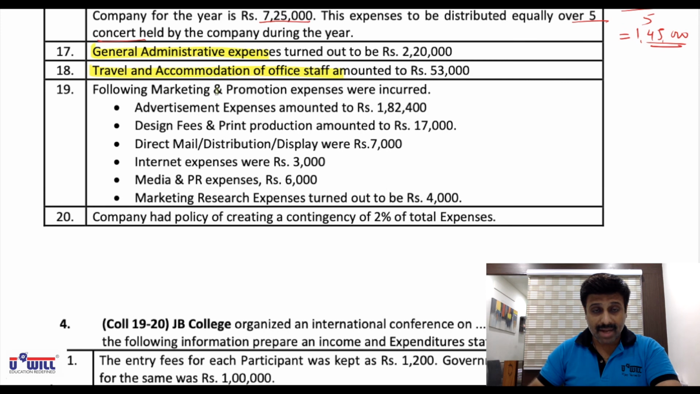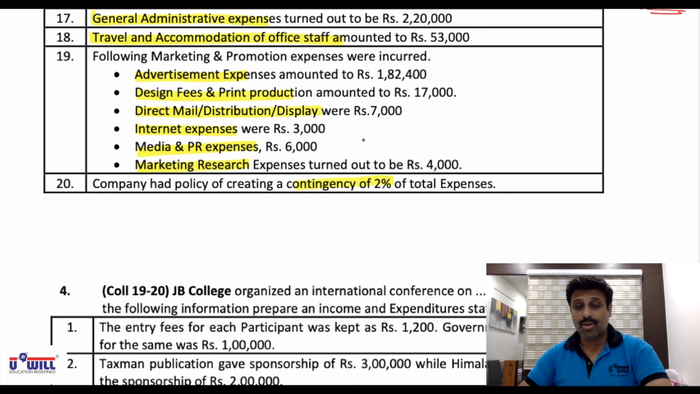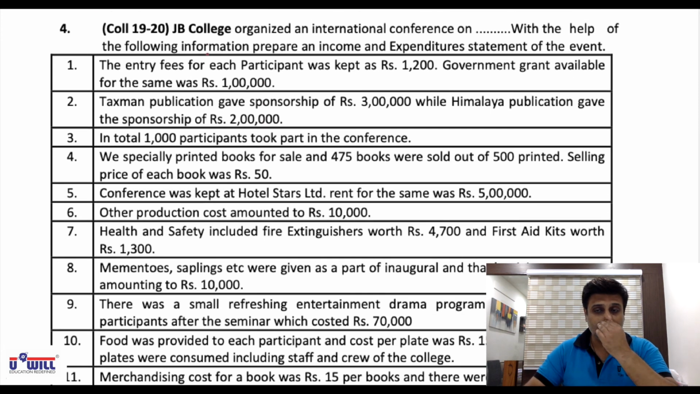And then following marketing and promotion expenses, advertisement will come in advertising, design fees in design, direct mail distribution, internet, media and PR, and market research. All amounts are directly given. So directly under the respective headings they'll come. And finally, creating a contingency of 2% will be added. So solution you'll find for the same in You Will Learn app. All of you try this question entirely on your own. And even question 4 I am discussing, which you'll try on your own.